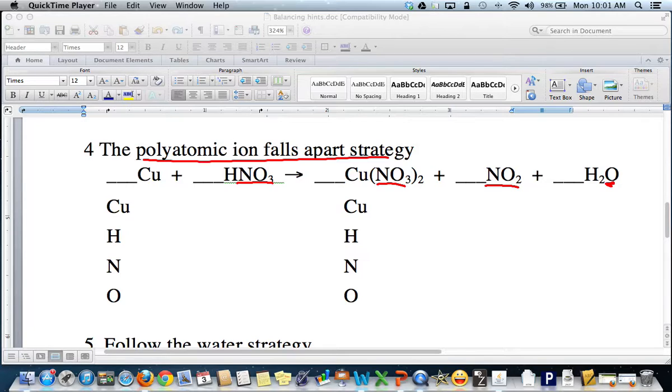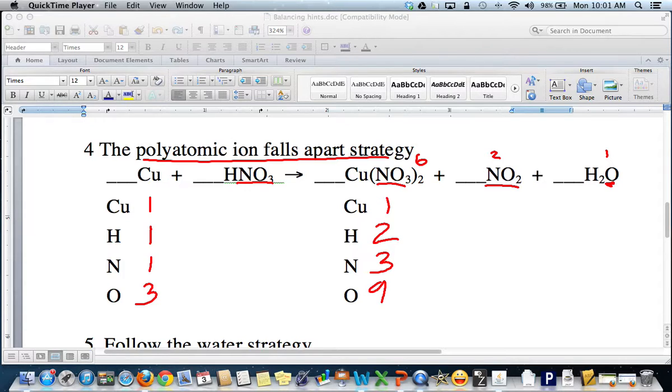Well, we can tally up how many coppers? Hydrogen, nitrogen, and oxygen, 3. Copper, 1. Hydrogen, 2. Nitrogen, 3. Oxygen, 6 here, plus 2 there, and 1 there, 9. All right.